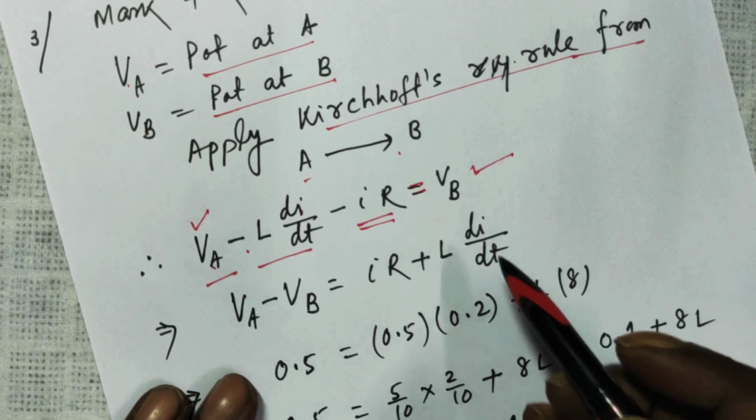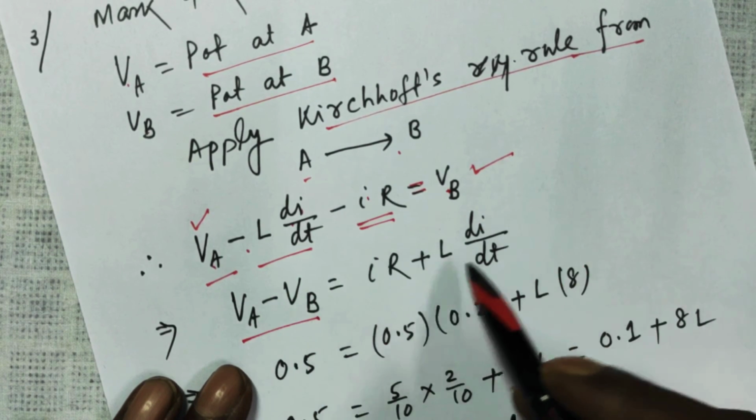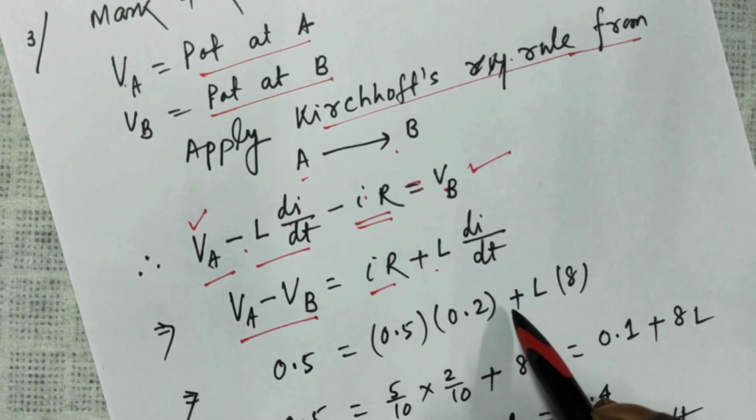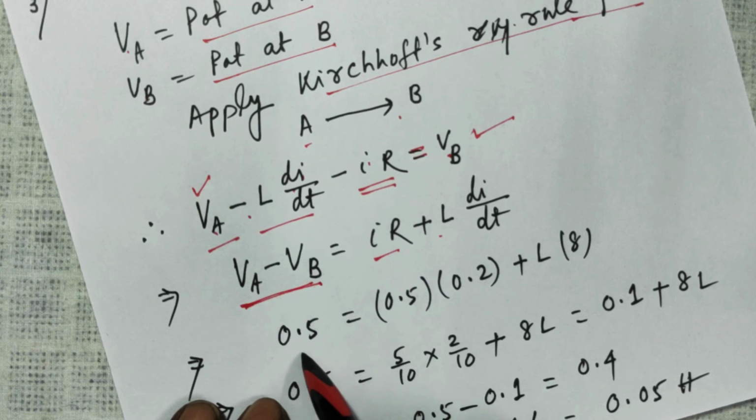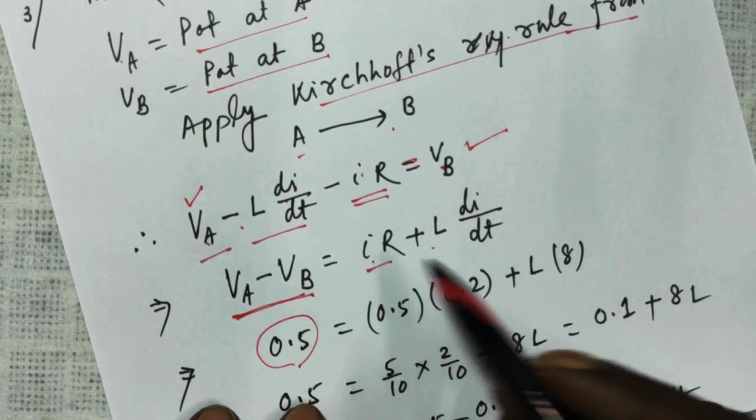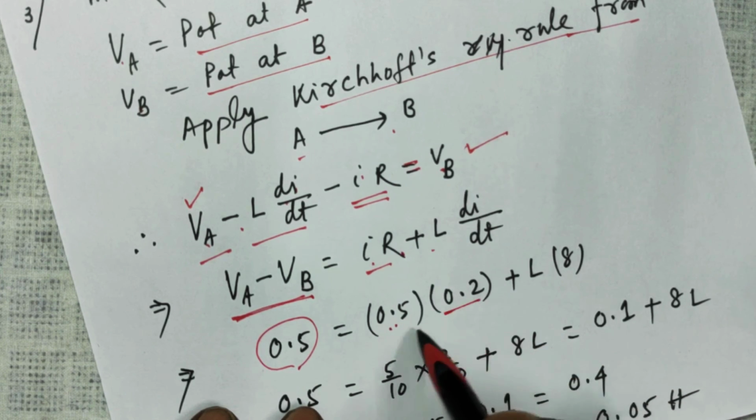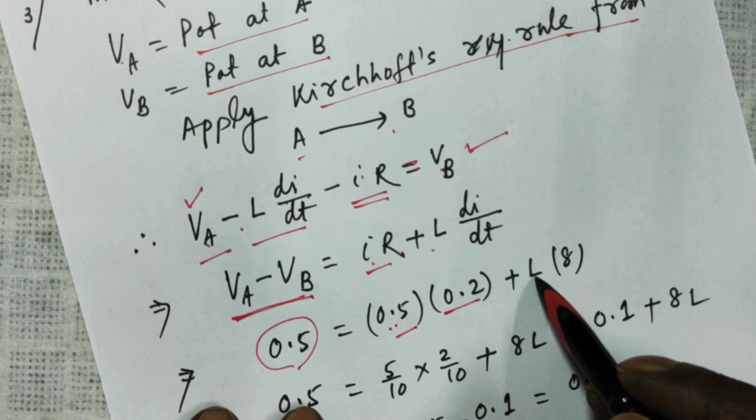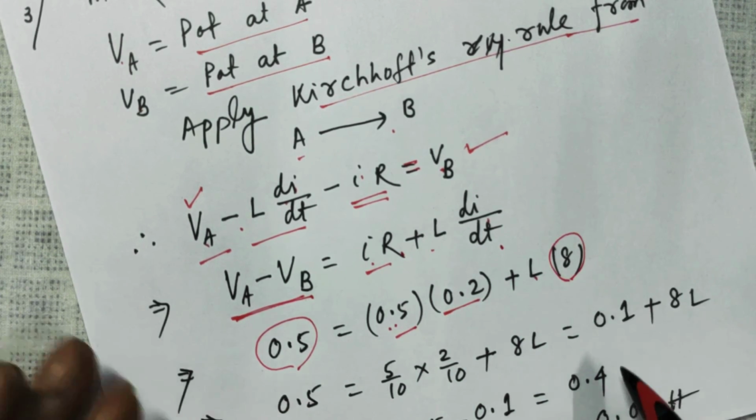Now it is simple. So bring VB to this side. So VA minus VB, take these two terms to the right hand side, IR plus L dI by dt. And here it is given in the question, VA minus VB is 0.5. I is also given 0.5. R is also given 0.2. L we don't know. dI by dt was also given in the question as 8.